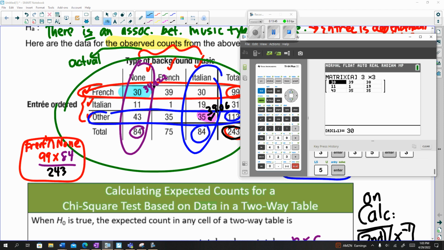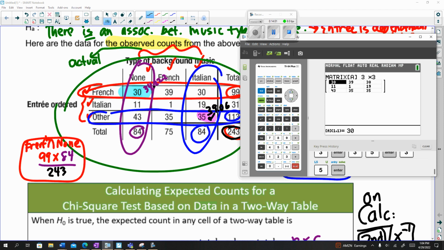Okay, the next thing we have to do is get our expected counts, and the way we do it is we run the chi-square test. I'm going to probably run the test twice. I'm going to run it once now to get the expected counts, and then run it again when we need to get our chi-squared test statistic.